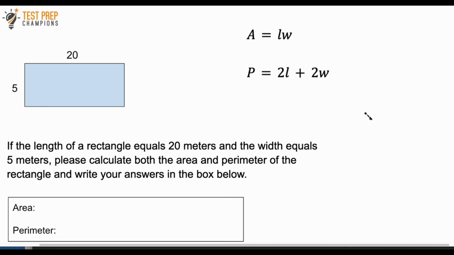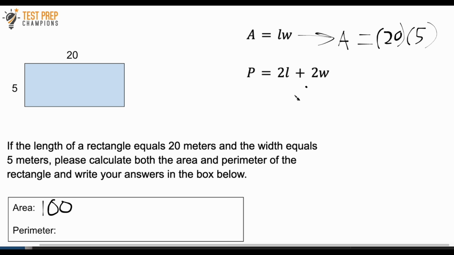So let me give you a chance now if you'd like to pause the video. Try this out, take all the time you need, and then whenever you're ready, just unpause the video and we'll go over it. Okay, so let's do the area calculation first. We know that the area equals length times width, and we know that the length is 20 and the width is 5. So I'm going to do 20 times 5, and that equals 100. So for the first part, the area equals 100.